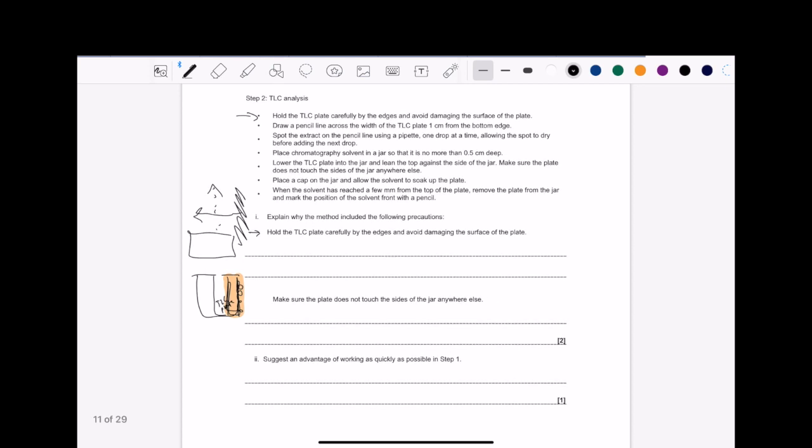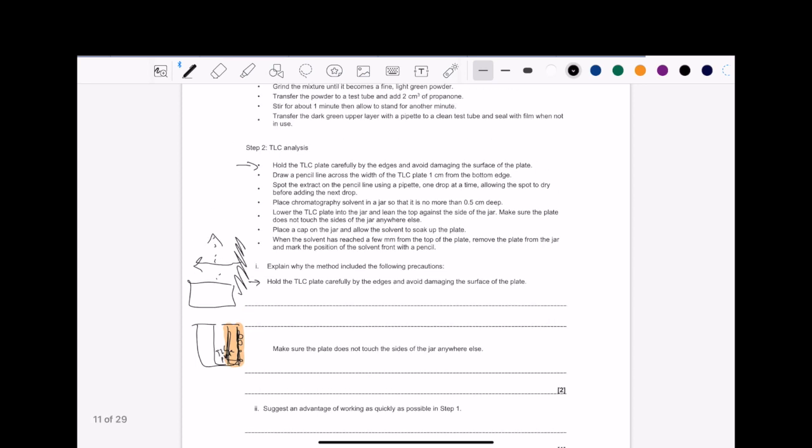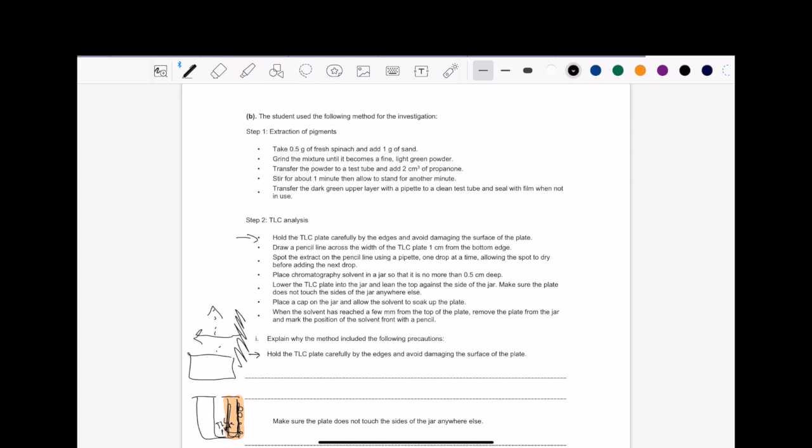And next question says, suggest an advantage of working as quickly as possible in step 1. Okay, what is step 1? It's talking about the extraction of the pigment, and immediately I can see propanone is used, of course, as a solvent, and again we are also talking about pigments. And now from the knowledge and the content I have learnt, I know that pigments actually can get damaged. Yeah, they can get damaged, so that's one point. So you want to reduce the damage of it.